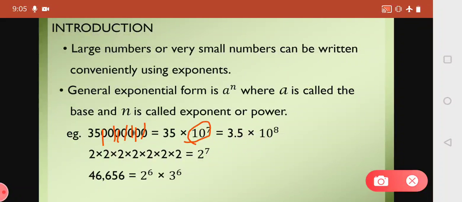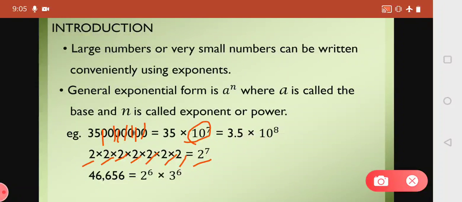But yes, you can also express the product of the same number multiplied again and again in a convenient short form. For example, it is given here 2 into 2 into 2 into 2 into 2 into 2 into 2. That is, we have multiplied 2 seven times. So, we can write it as 2 raised to 7.